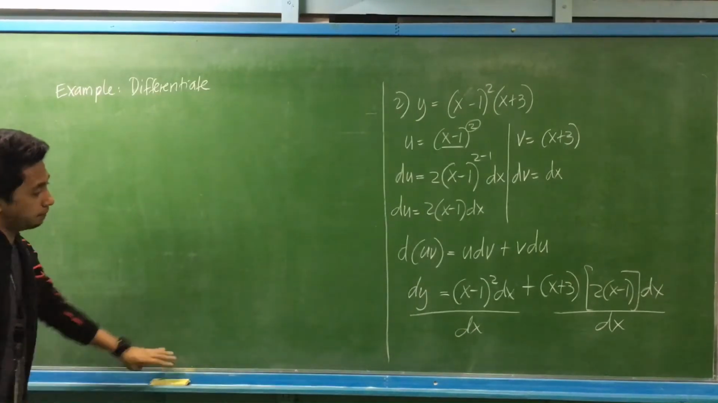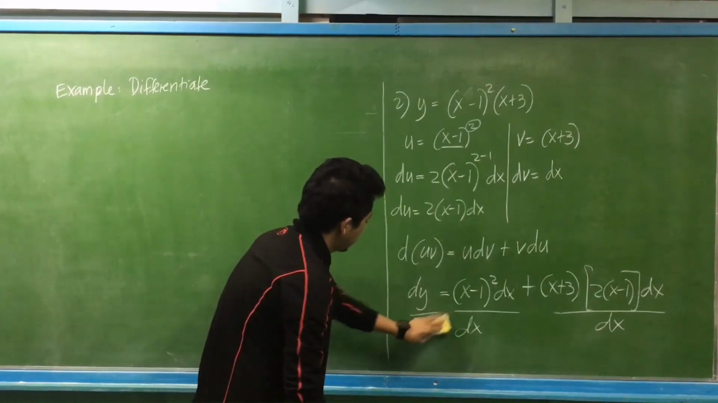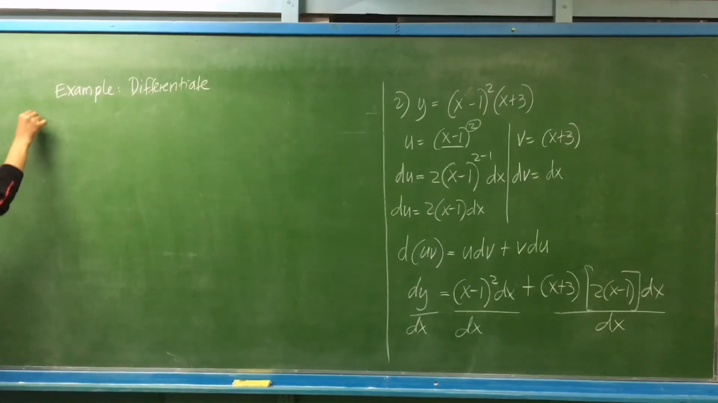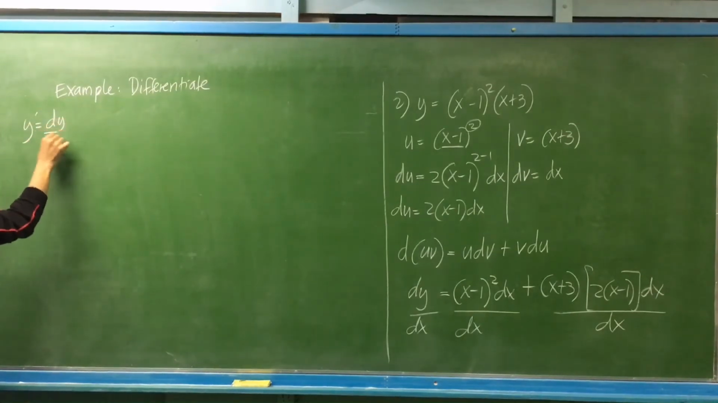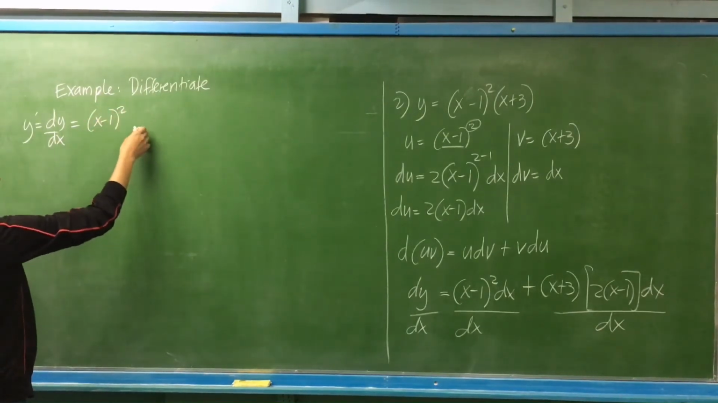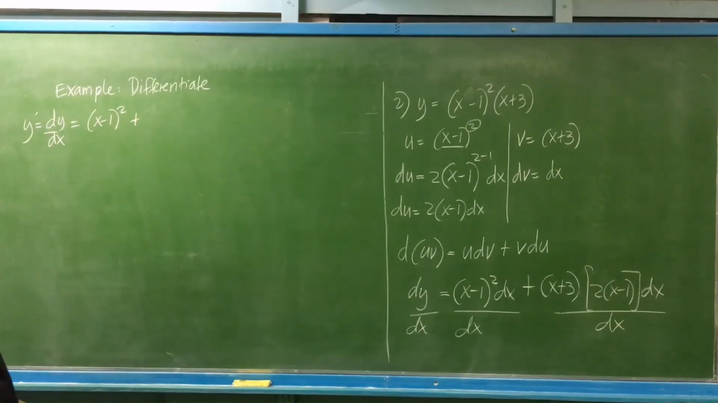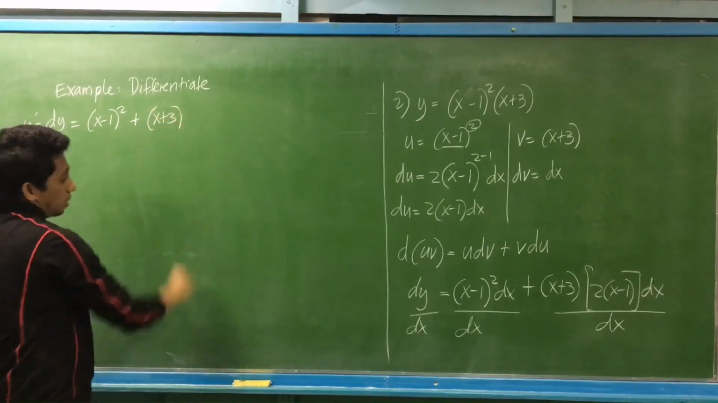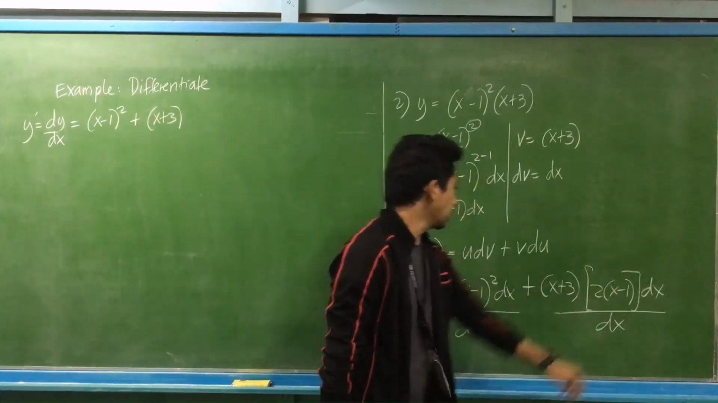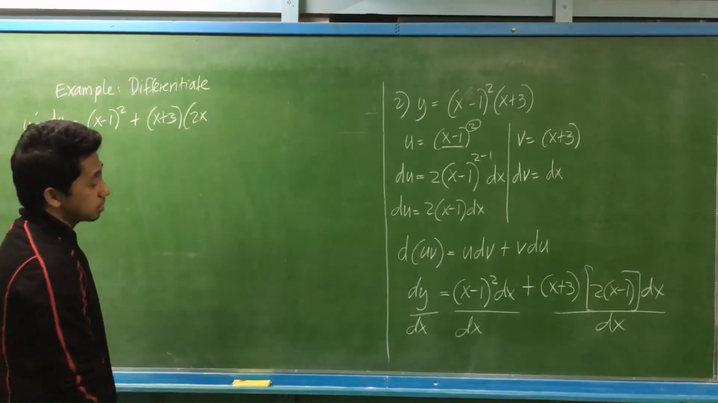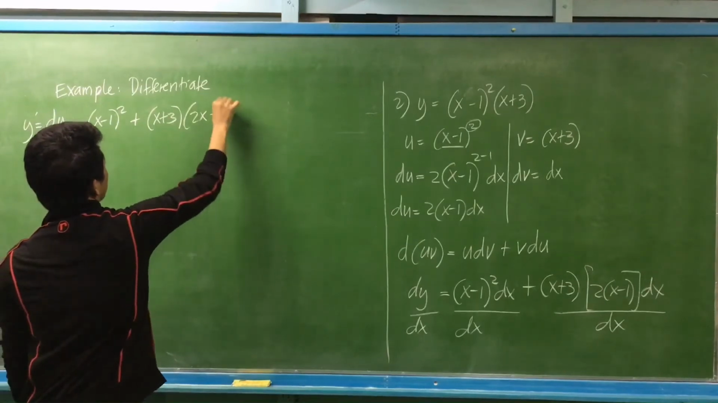Okay, so we will be having this divided by dx. So we have y prime is equal to dy over dx. That will be the equivalent on the right side. That is the same as (x minus 1) squared, then plus, we may simplify that one as (x plus 3). We are to distribute this one. This is (2x minus 1). So this is multiplied by 2 times x, then minus 2.